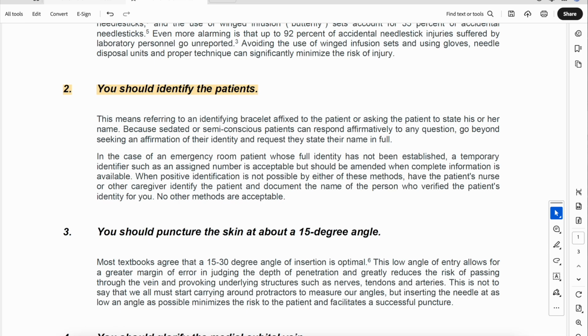In emergency situations where full identity hasn't been established, temporary identifiers like a trauma number are acceptable, but must be updated when complete information becomes available. When neither bracelet nor verbal confirmation is possible, have the patient's nurse or caregiver identify them and document who provided this verification. No shortcuts are acceptable here. The consequences of misidentification extend far beyond a mislabeled tube. They can result in inappropriate treatment decisions and patient death.